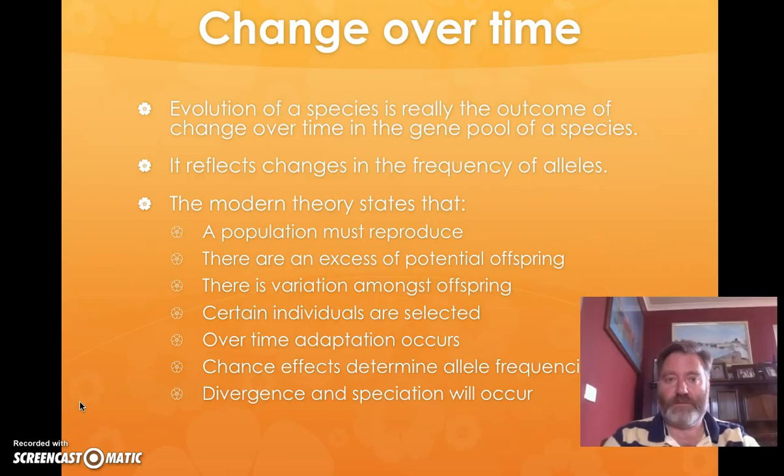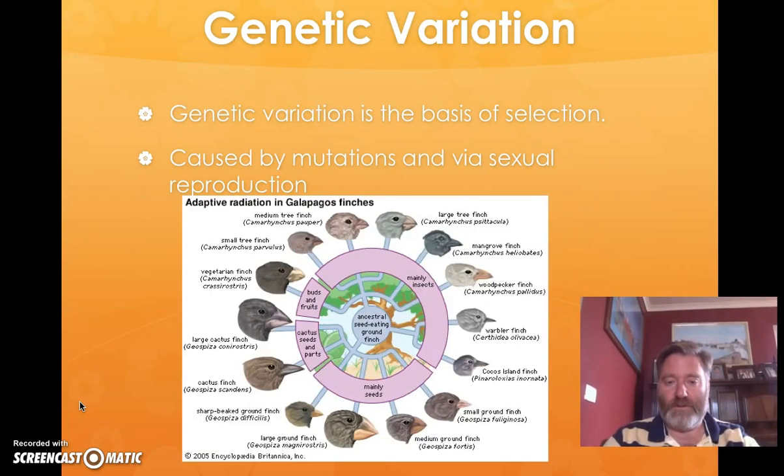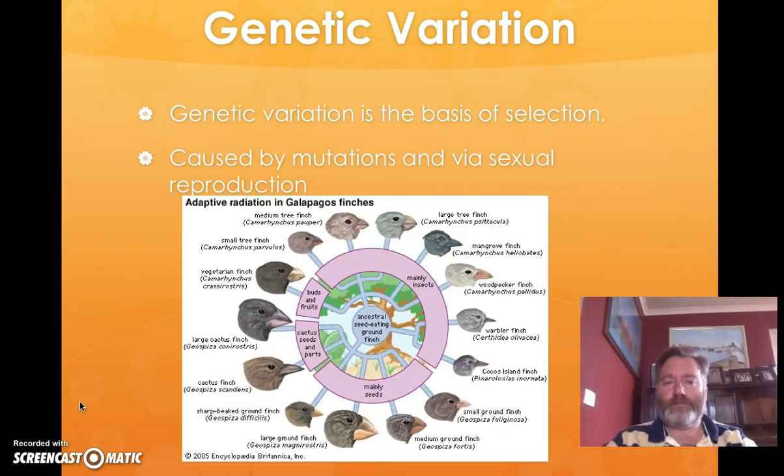So change occurs. Chance effects can determine the different allele frequencies, and we have these ideas of divergence and speciation occurring over time. We'll go into some of those details. If we get the slide to jump, oops, two slides at a time.